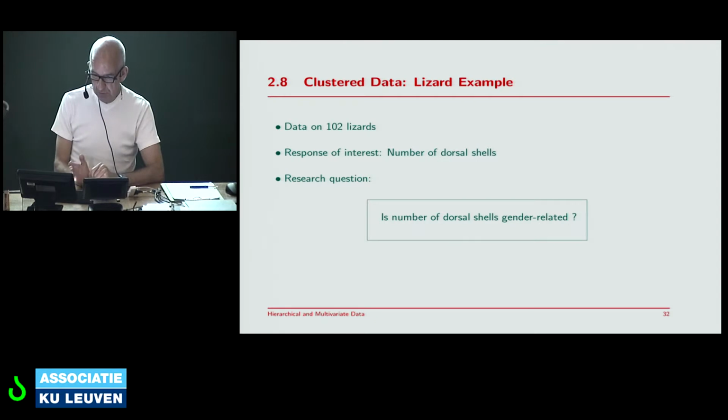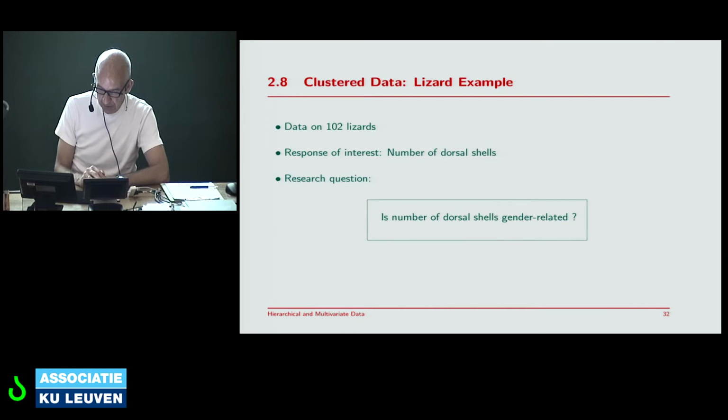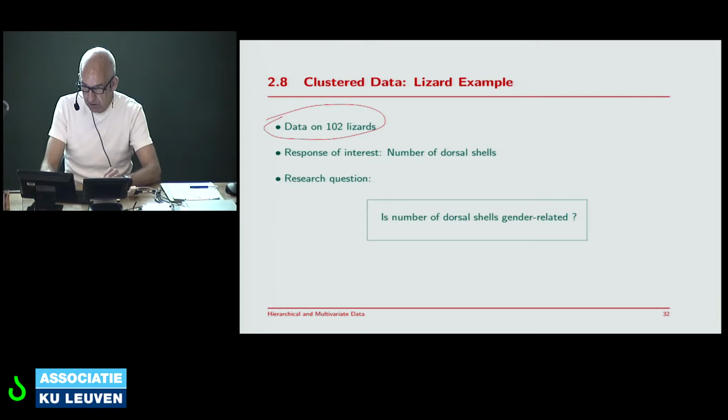So, that brings me to the next example, which is a third type of example of cluster data. Here we have data on 102 lizard animals. And lizards, as they grow, just like children, get bigger, but they also develop more shells. And that's, of course, different with human beings. We can count the shells as a measure of body length, body size, and also maturation. So the question is: is this different between male and female specimens?